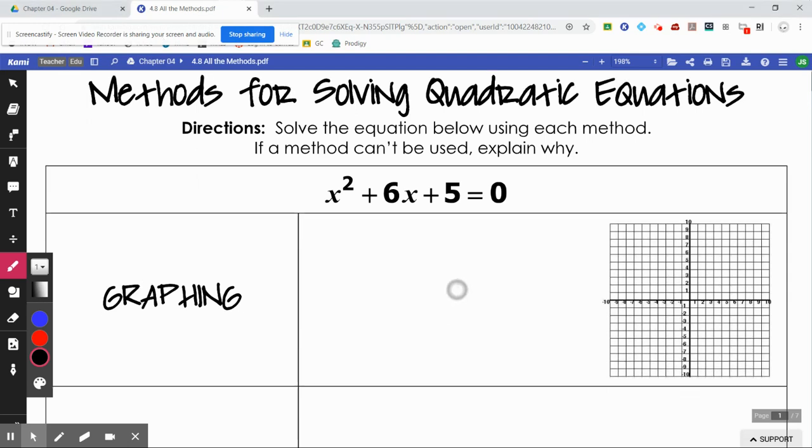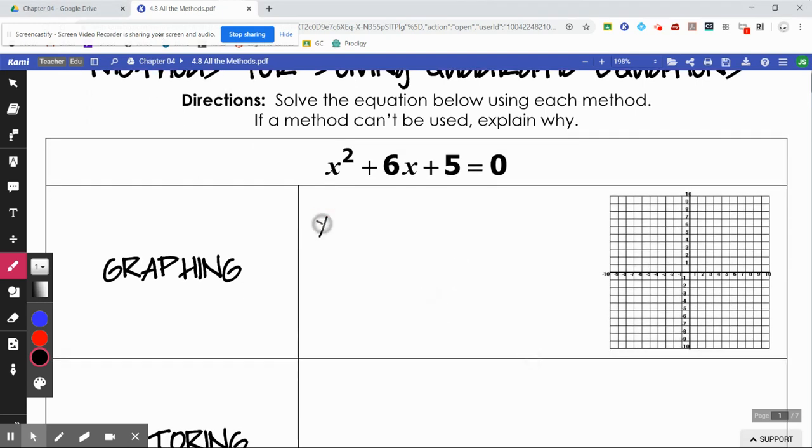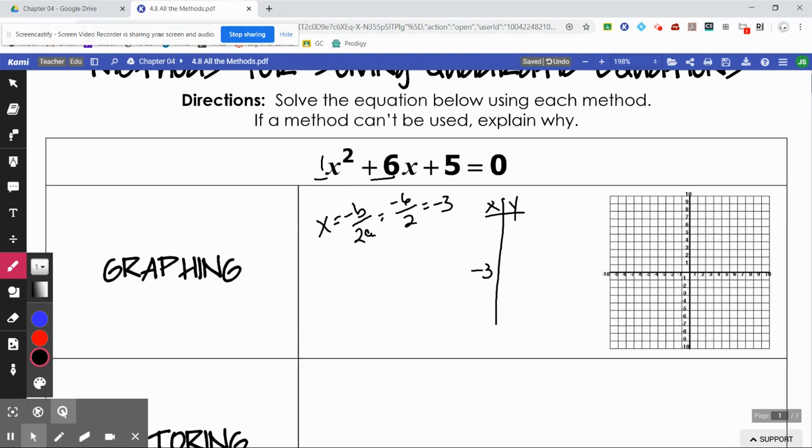First off, graphing. To use graphing, we always want to do negative b over 2a first to find your vertex. Here b is 6 and a is 1. Negative b would be negative 6 over 2 times 1, which is 2, so negative 3. Let's do a t-table, x, y. Put negative 3 in the middle. When you plug in negative 3 for your x, you're going to get negative 4. So that's going to be your vertex.